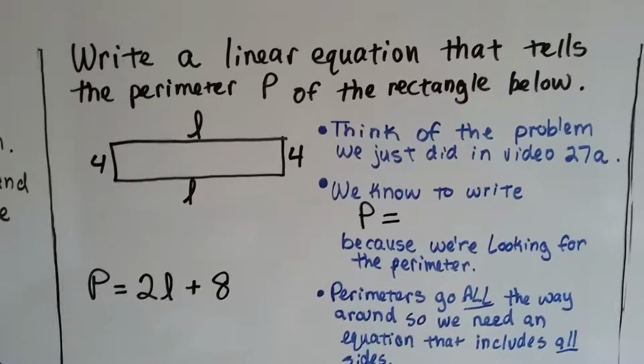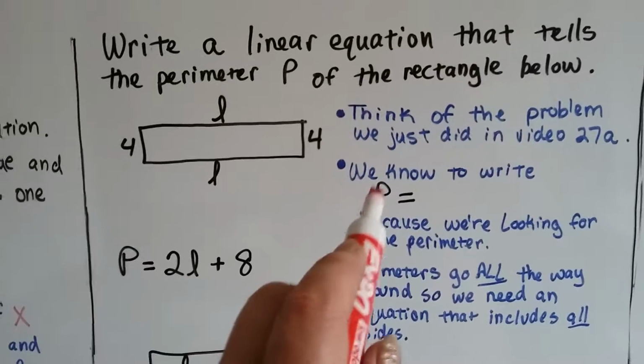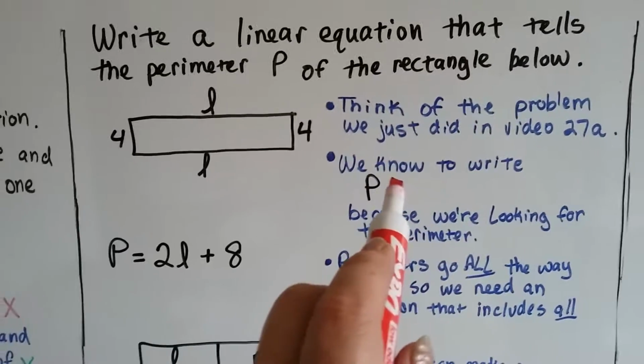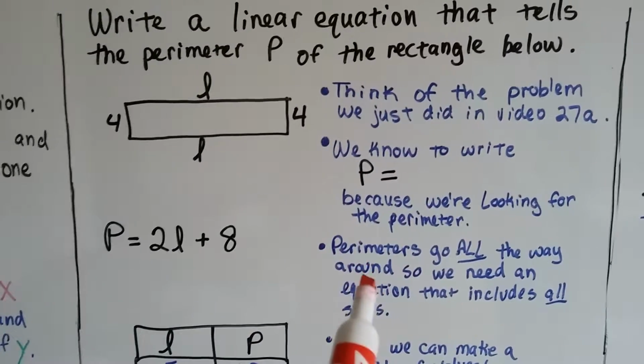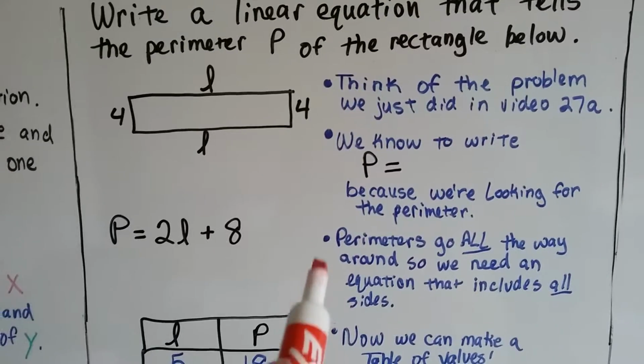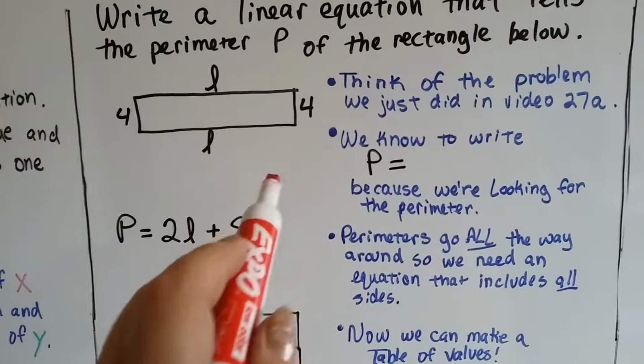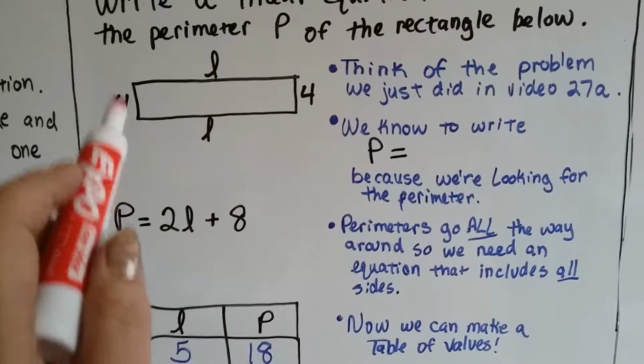So it wants us to find the perimeter. So we know we've got P equals. We know we've got that much so far, because that means the perimeter equals. All right? So we know also that perimeters go all the way around. The perimeter of a rectangle goes all the way around the rectangle. So that means it includes all the sides.